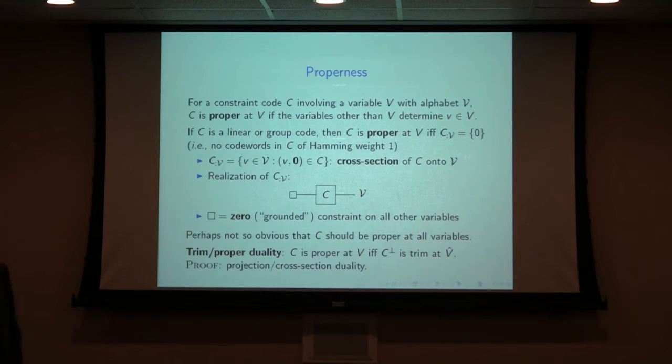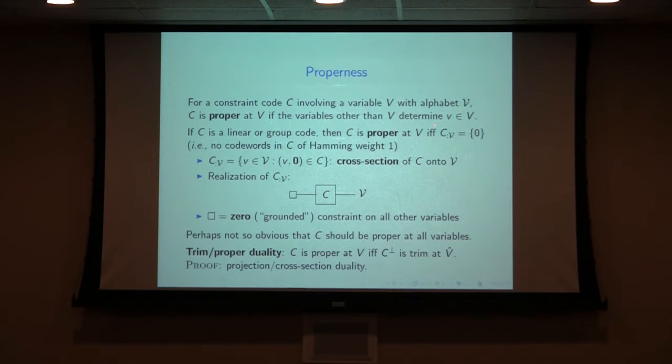All right, properness, much less appreciated but equally fundamental. So a similar definition, well, not so similar. C is defined to be proper at a variable V if the variables other than V determine the value of this variable. And in the linear group case, that means that if all the other variables are equal to 0, then V has to be equal to 0. And that will assure that this more general property holds.